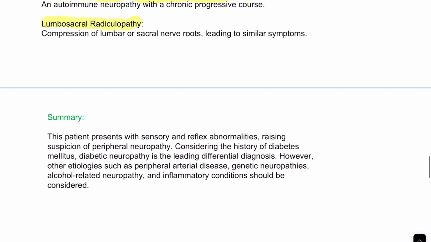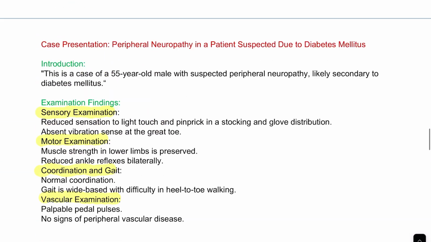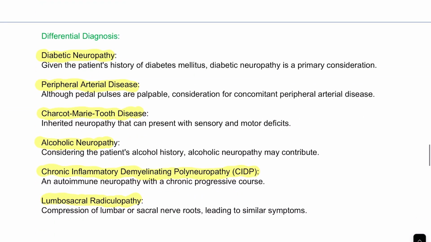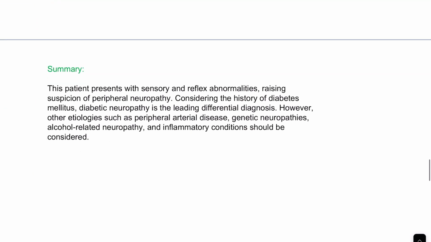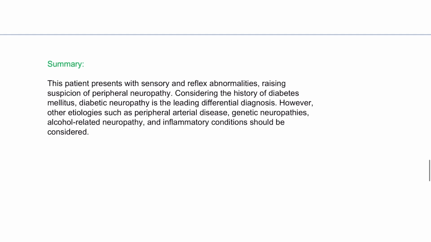Okay, so then you're going to summarize. The patient presents with sensory and reflex abnormalities, raising suspicion of peripheral neuropathy. So, considering the history of diabetes mellitus, diabetic neuropathy is the leading differential diagnosis. However, other etiologies such as peripheral arterial disease, genetic neuropathies, alcohol-related neuropathy, and inflammatory conditions should be considered. So this is how you're going to present. You're going to introduce the examination findings, talk a bit about the differential diagnosis, and then finally conclude with a summary.